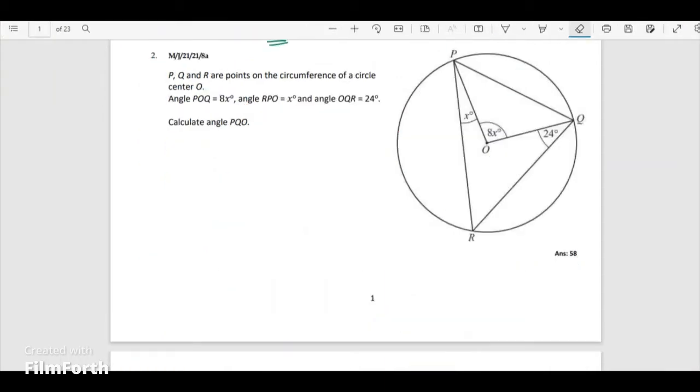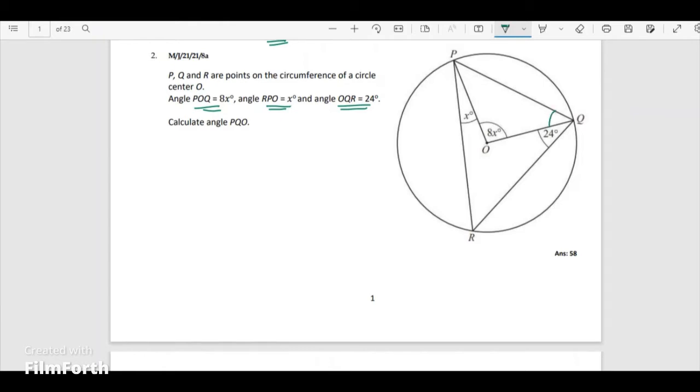Coming towards question number 2, taken from the May-June 2021 paper. P, Q, and R are points on the circumference of a circle center O, as can be seen on the diagram as well. Angle POQ equals 8x degrees. So it's not really given to us, it's given in terms of x. Angle RPO equals x degrees, again not known. And angle OQR equals 24 degrees. So this is the only angle that's completely known to us.